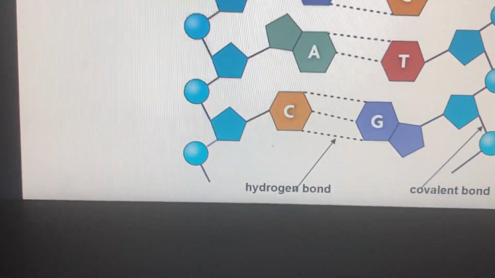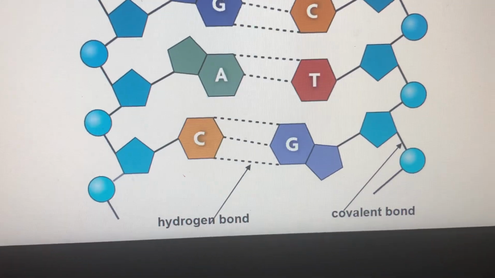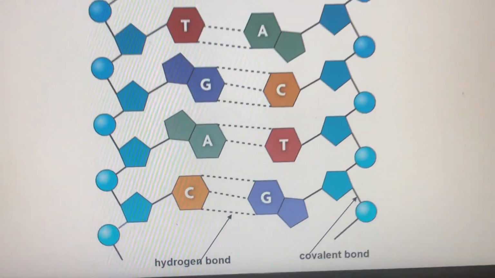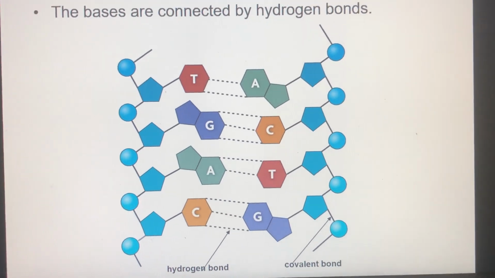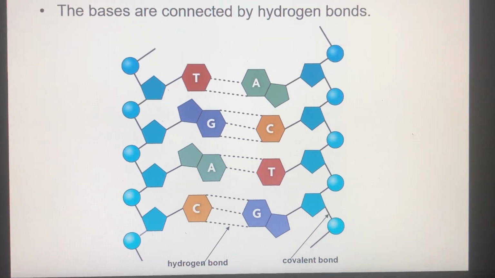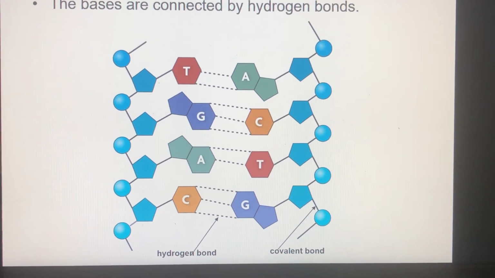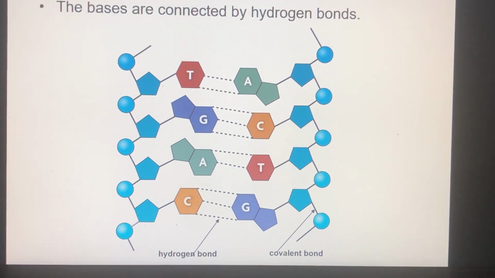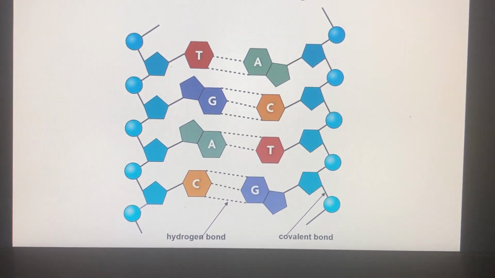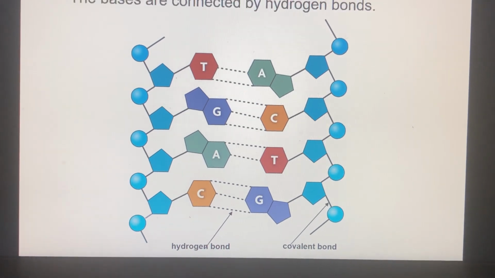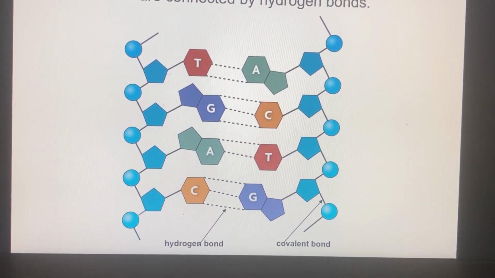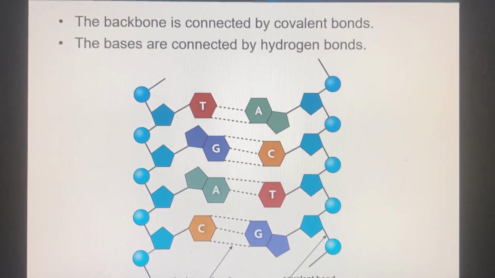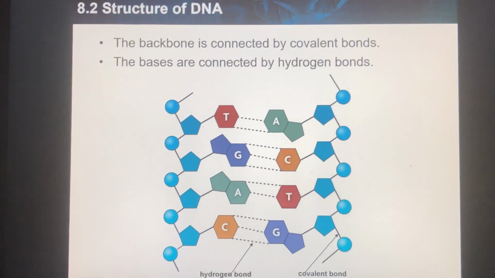Which bond can bind G with C, A with T? Hydrogen bonding. So inside the model, or inside the double helix, hydrogen bonding to bind the nitrogenous bases, the paired nitrogenous bases, and covalent bond to bind each phosphate group to the sugar. This is the structure of the DNA.